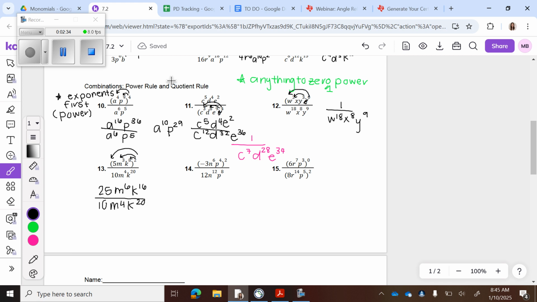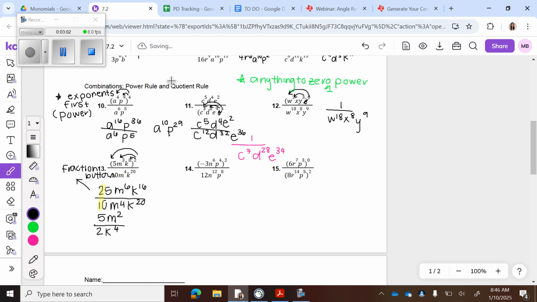And I'm going to come in here and start simplifying. I'm going to put 25 over 5. I'm going to use that fraction button in my calculator, and it's going to simplify it for me. And that is going to become 5 over 2. 6 minus 4 is 2, m to the 2nd in the numerator, and then 20 minus 16 is 4, k to the 4th in the denominator. Always remember biggest minus smallest. That looks like a 9, so let's make it a 4.